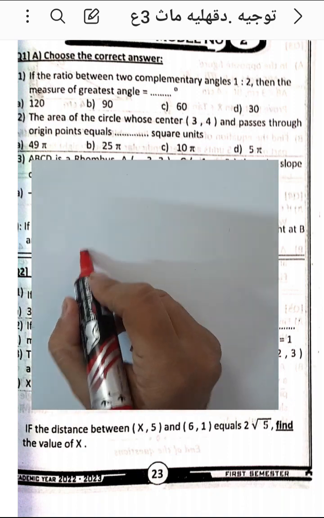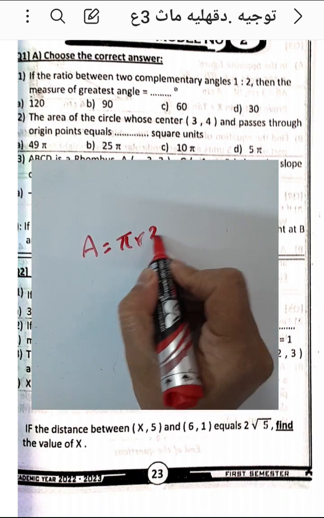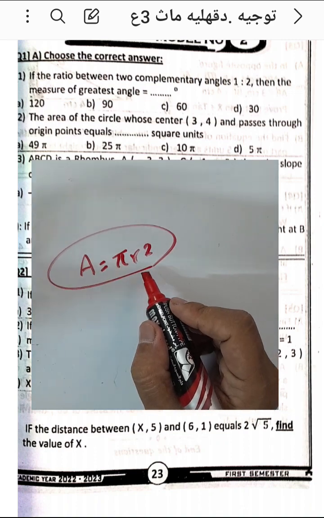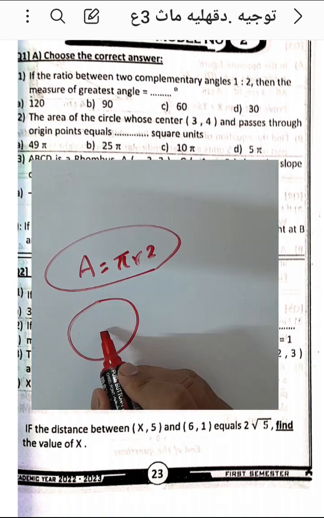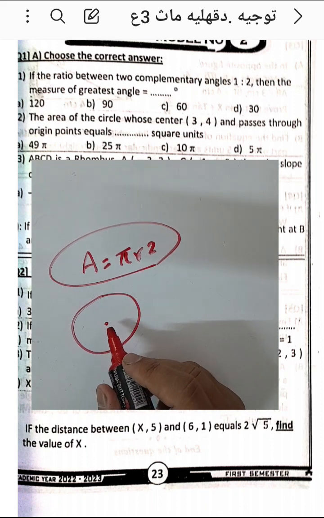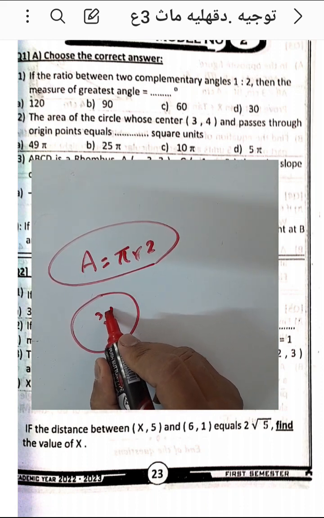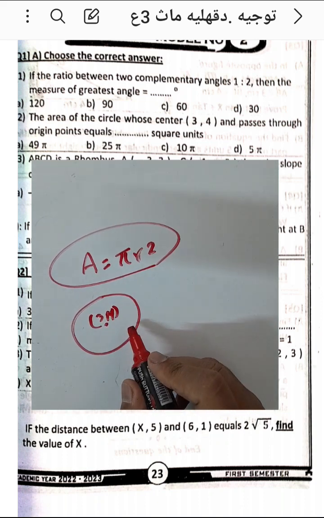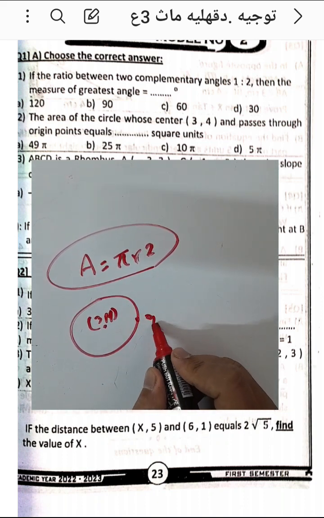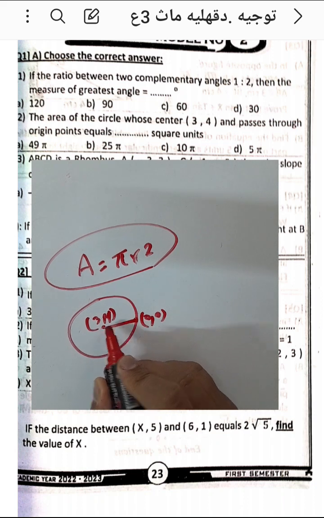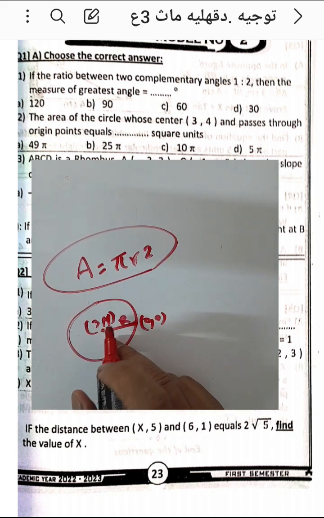Question number 2. The area of the circle with center (3, 4) and passing through the origin point equals what? We want to find the area of the circle. The area equals pi r squared. This circle has its center at point (3, 4), and the curve passes through the origin point (0, 0). Then we have the radius, and we can find it.